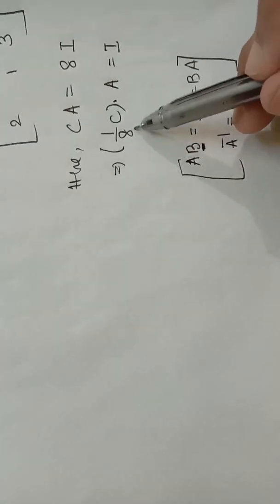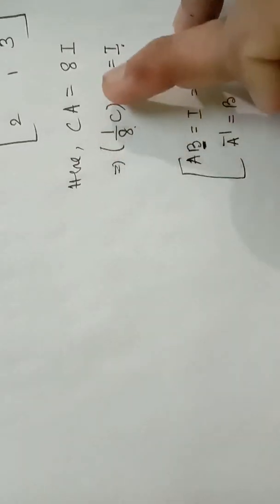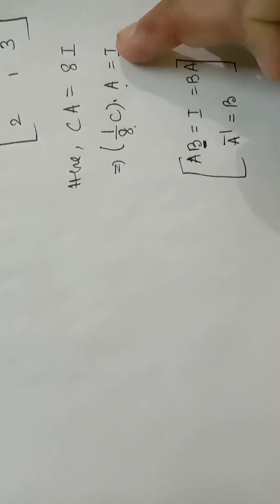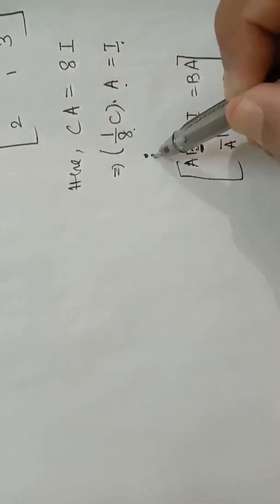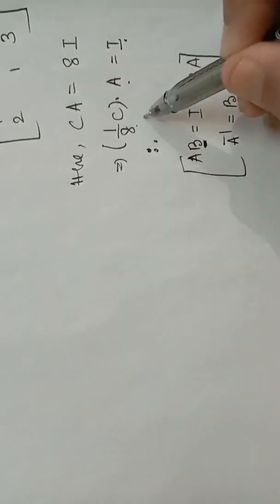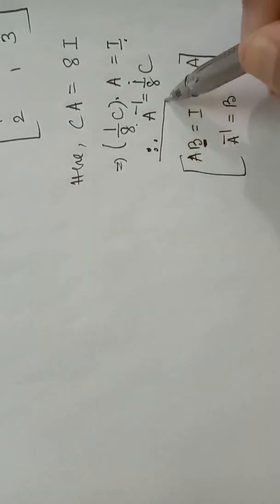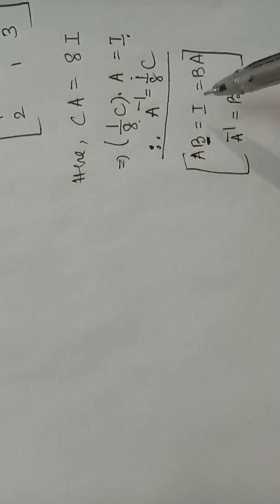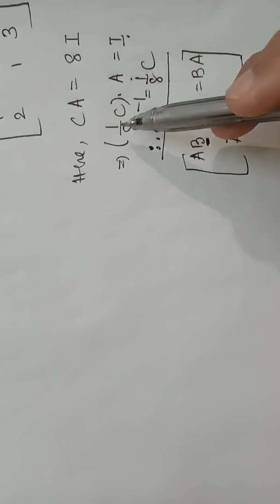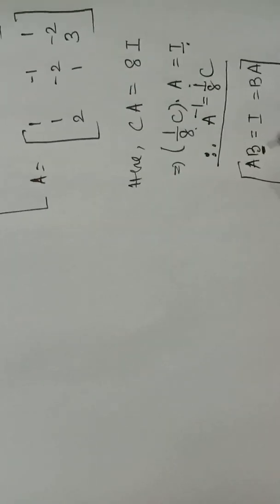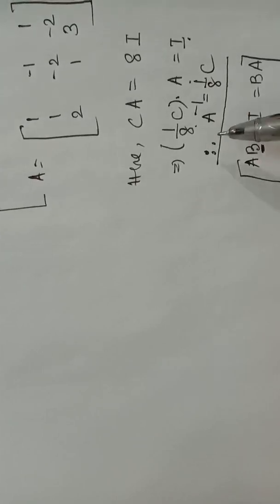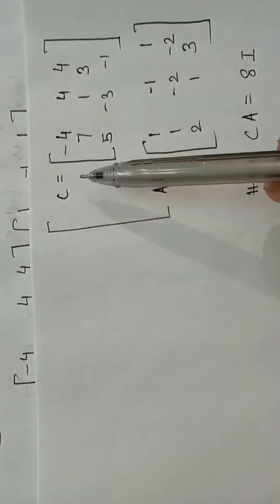Now here you can see, the product of these two matrices equals I. If B into A is equal to I, then B is the inverse of A. That is, this is the inverse of A. A inverse equal to 1 by 8 into C. We have used this result: if A into B equal to I or B into A equal to I, then B is the inverse of A. So what we got ultimately, A inverse equal to 1 by 8 into C. This is our matrix C.